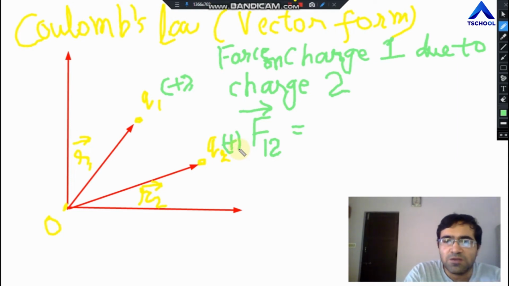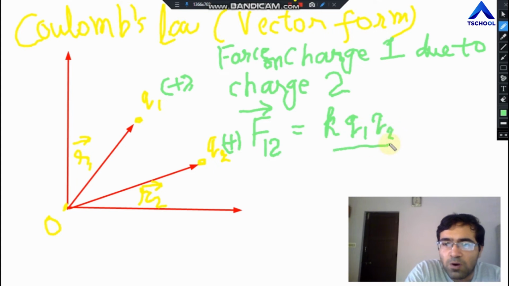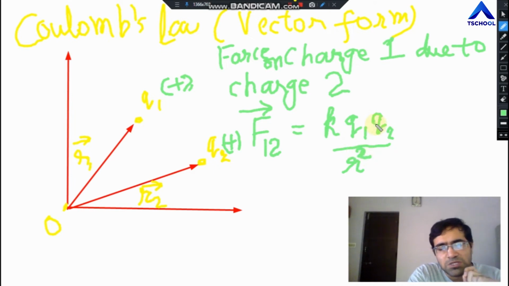So in that case, the magnitude of this force can easily be written as K Q1 Q2 upon R square, where R stands for the distance between these. I'll come to that point very shortly. You may have noticed I'm not putting the modulus sign, because both charges are positive, so there's no need for the magnitude sign. So this is the magnitude of the force on 1 due to the second charge, that is F12 is K Q1 Q2 by R square.